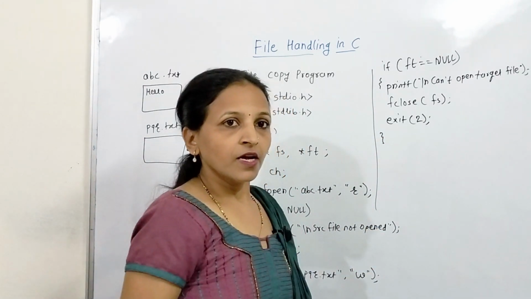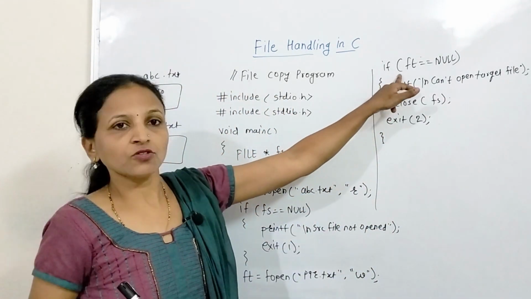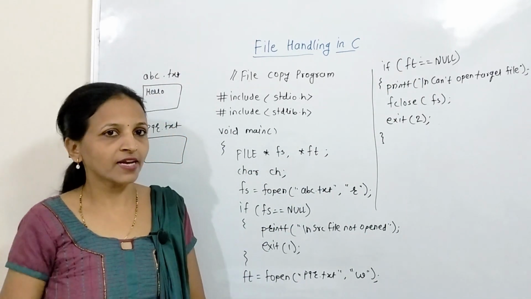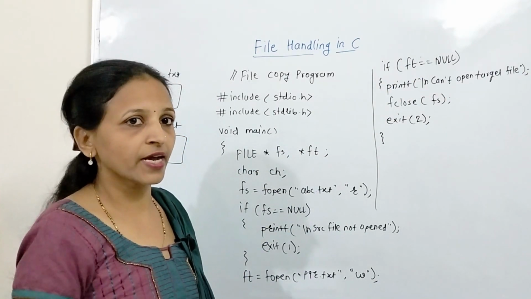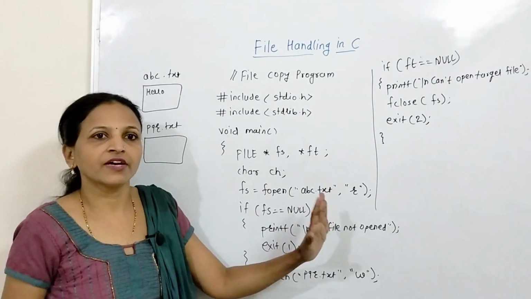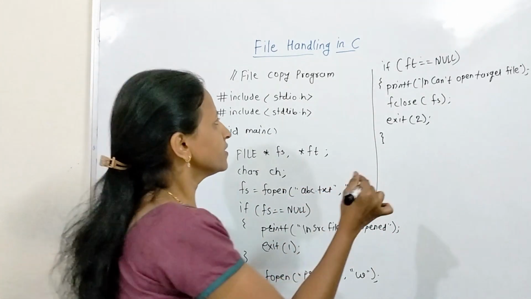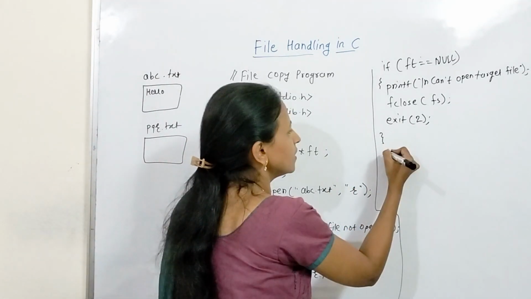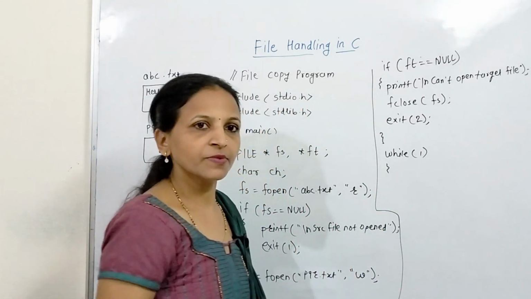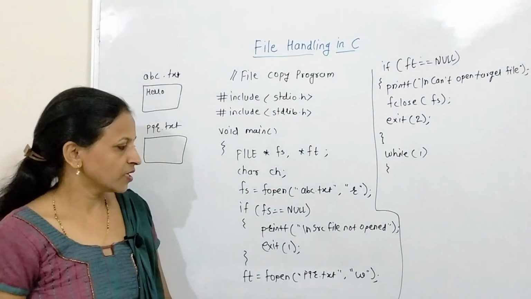Now see, if this is not true, what does it mean? The second file, the target file, has opened successfully. Now we can copy contents from the source file to the target file very easily. How? See here, we will do like this. Here we write while 1 directly. While 1 means an infinite loop.